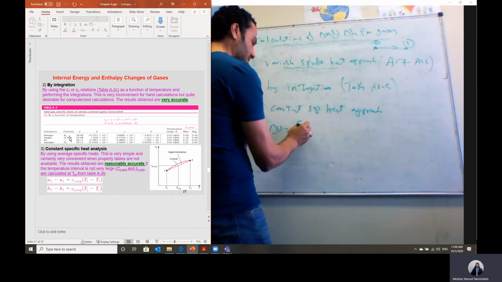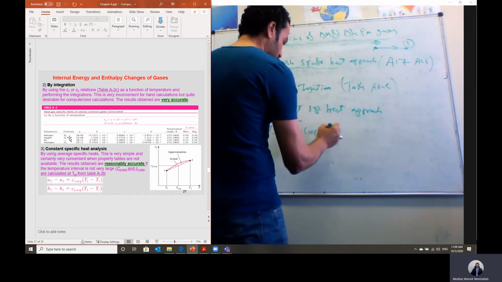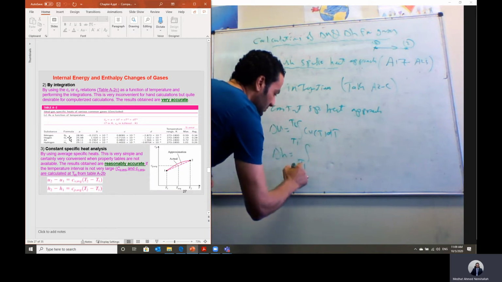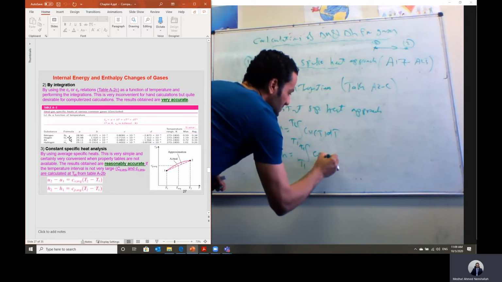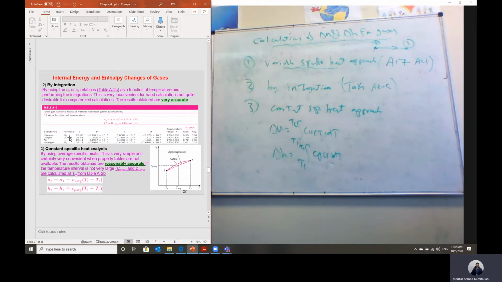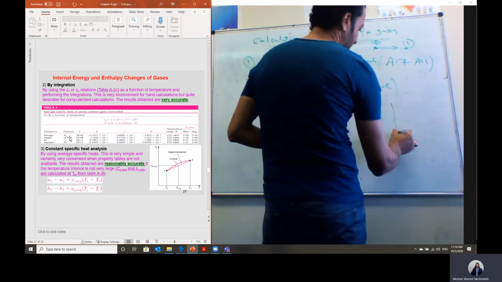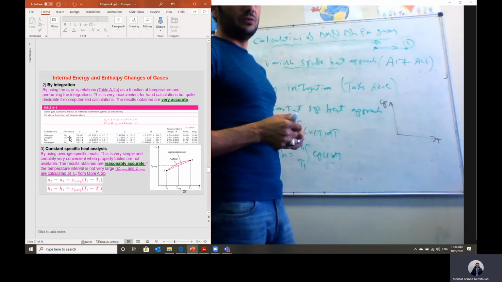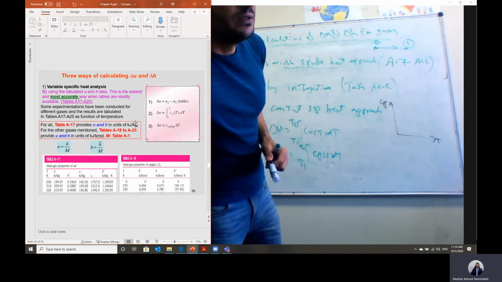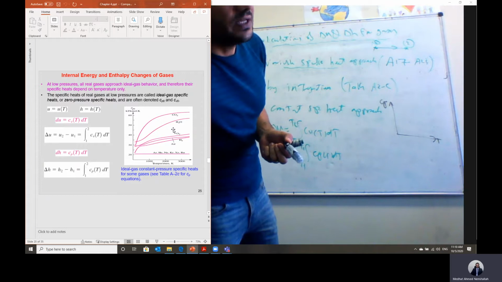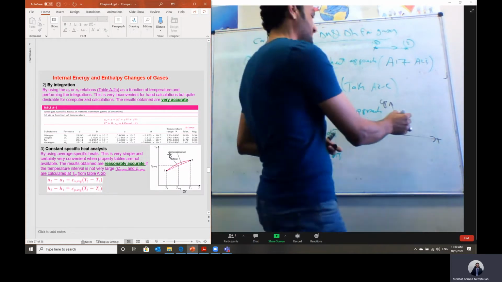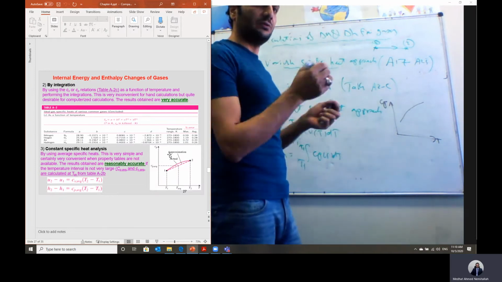We said delta U is equal to the integration of Cv as a function of temperature dT from T1 to T2, and delta H is the integration from T1 to T2 of Cp as a function of temperature dT. We said Cv and Cp are functions of temperature, but here we can make an assumption. If you look at the specific heat as a function of temperature, it is a kind of second order or third order equation. Like if this is a representation here, a kind of second order.